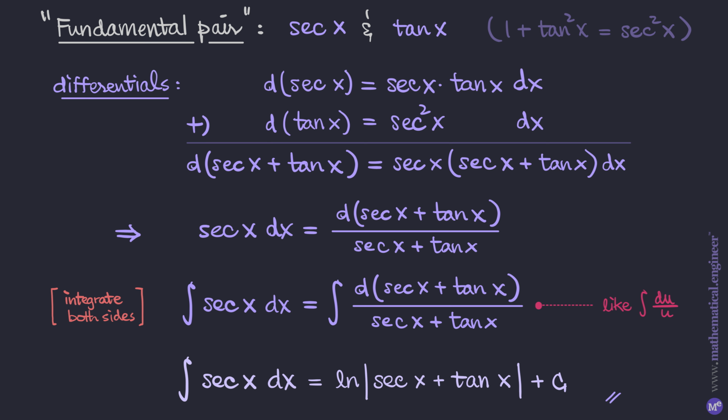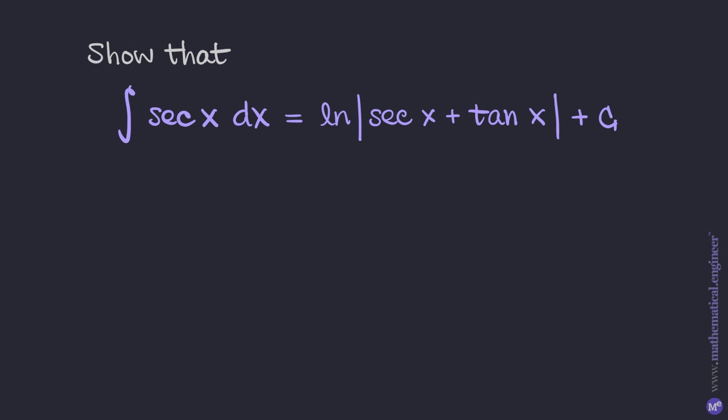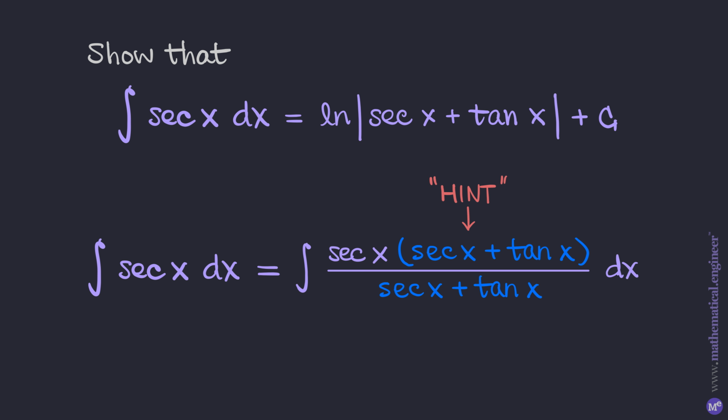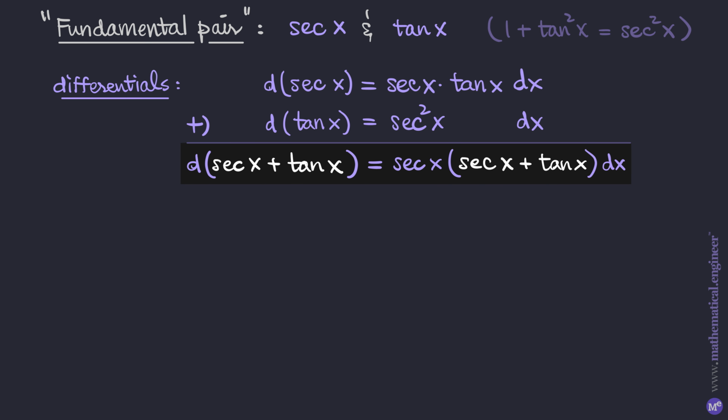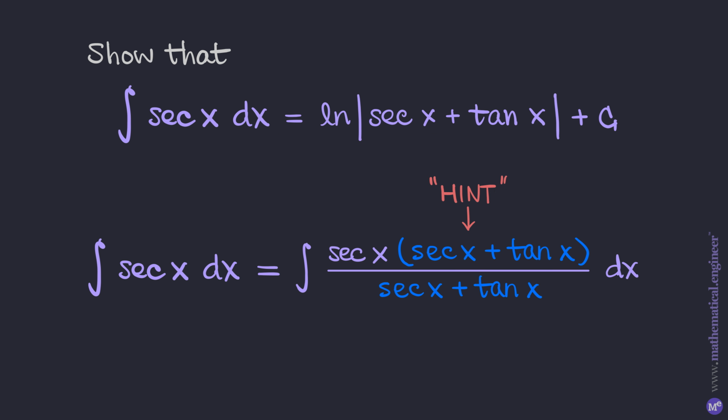But just a quick note here. You might have come across the problem that asks you to show the result instead. If that's the case, chances are you were also given the hint that you should multiply the integrand by secant plus tangent over secant plus tangent, and magic would happen. To most people, this is really like something out of the blue. But now, if you recall what we just discovered after combining the differentials of the fundamental pair, you should see why you were given such a mysterious hint.